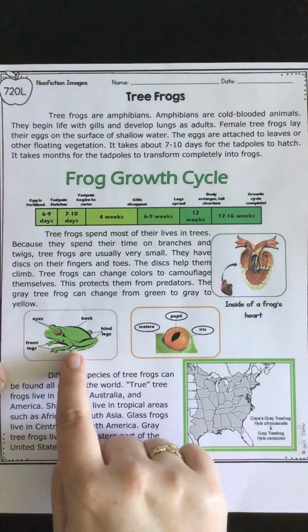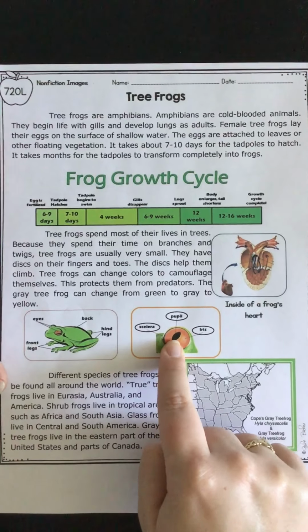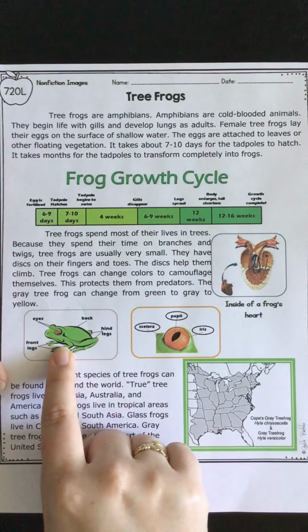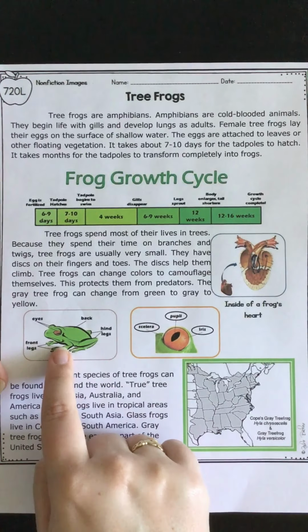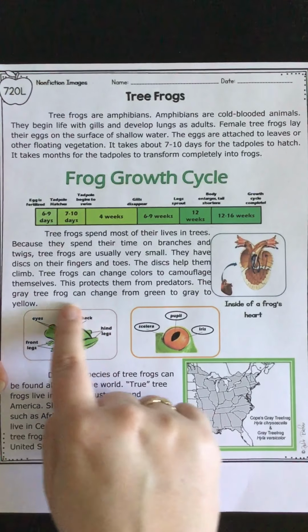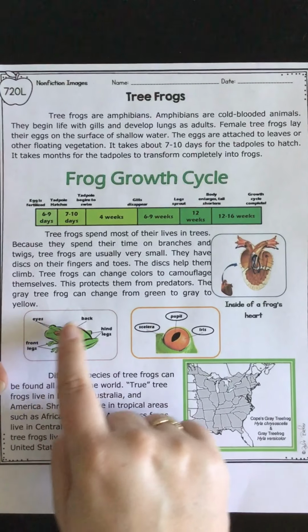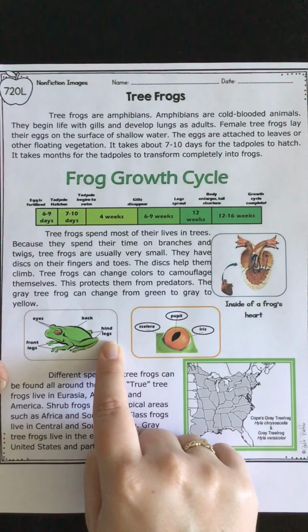The other 2 features of nonfiction text are right here. I see a diagram and I see a photograph. So this diagram is showing us what the body of a frog looks like. And then here's another fantastic example of nonfiction text features.